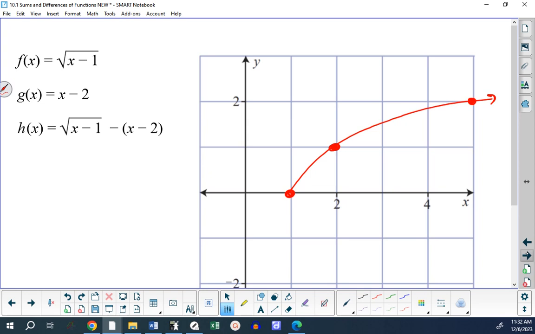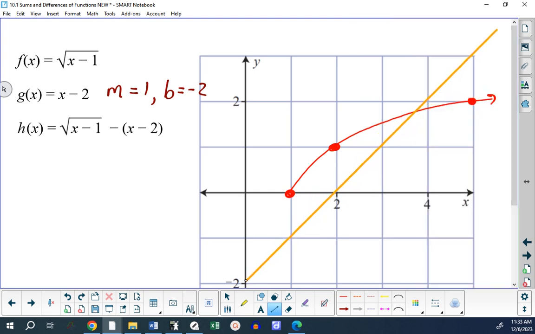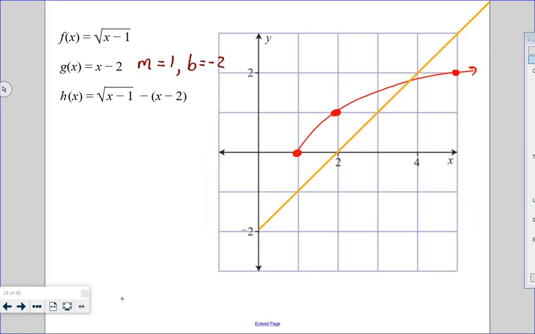G of x is x minus 2. Well, that's pretty easy. That's a slope of 1 and a y-intercept of negative 2. My colors here may not match the f, g, and h that I had in the previous question. I know I should have arrowheads on the ends of that, but I just couldn't be bothered.